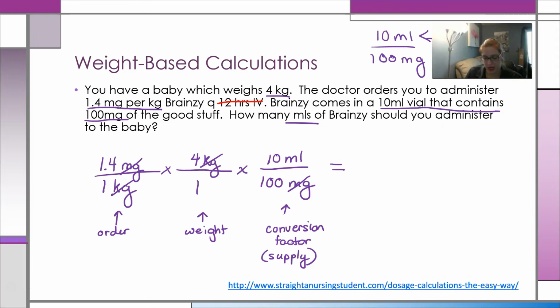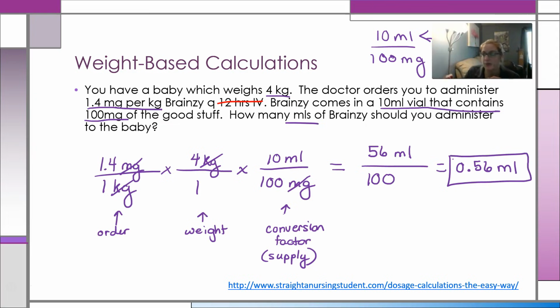1.4 times 4 times 10 is 56 milliliters. Notice I'm bringing that unit along. Good practice. 1 times 1 times 100. Don't need the calculator for that one. It's 100. And there's no units because they all canceled, which is great because we want our answer in milliliters. So the final step is to divide. So this is going to be 0.56 milliliters. That's how much you're going to give this baby. Okay? Keep that baby safe.